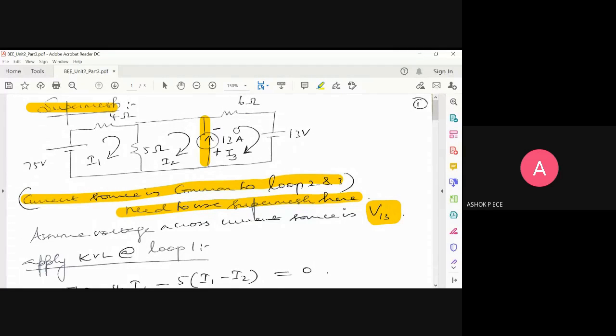So now don't worry about this current source. Just apply KVL in all the three loops. Yes, so we are going to apply KVL in all the three loops.